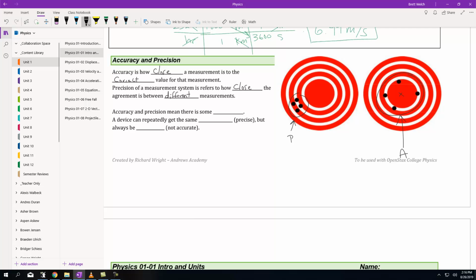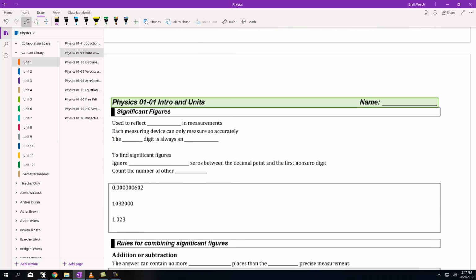Accuracy and precision mean that there is some error. There's going to be error. A device that can repeatedly get the same answer can be precise, but not always be correct. If you think about a real life scenario, maybe your measuring tape is not written on right. You always get the same number when you measure a piece of wood, but it's not the right measurement. That wouldn't be a perfect system.